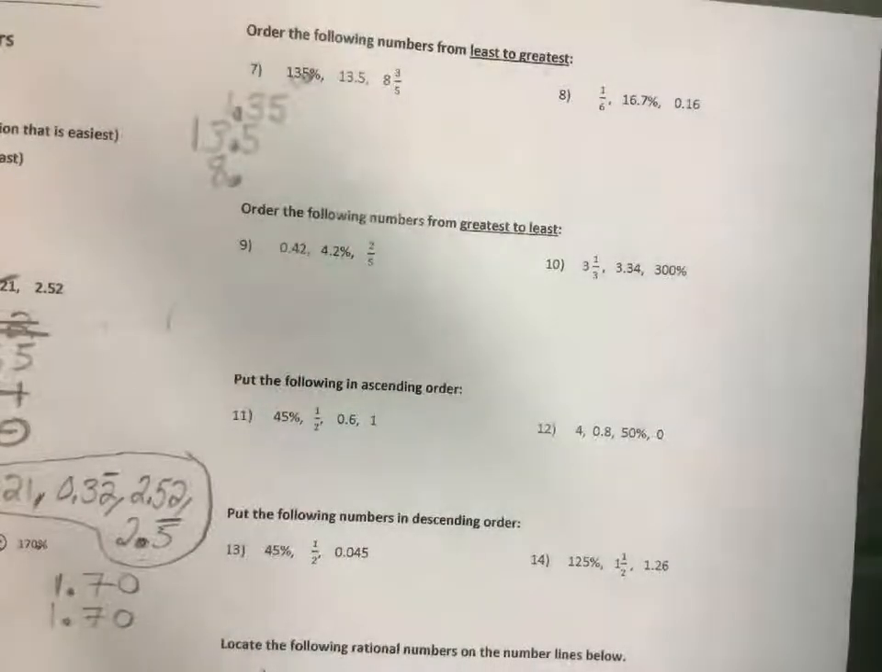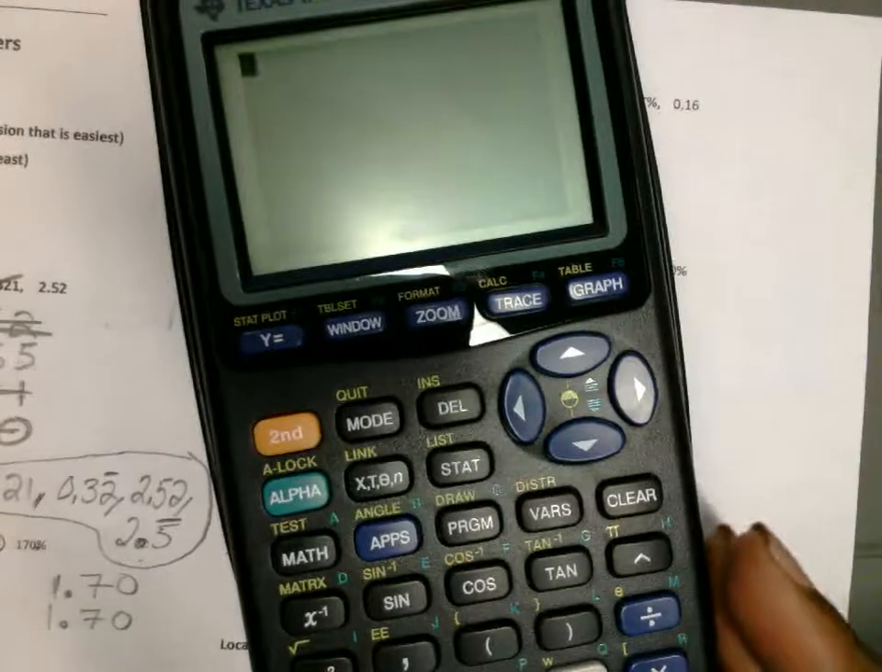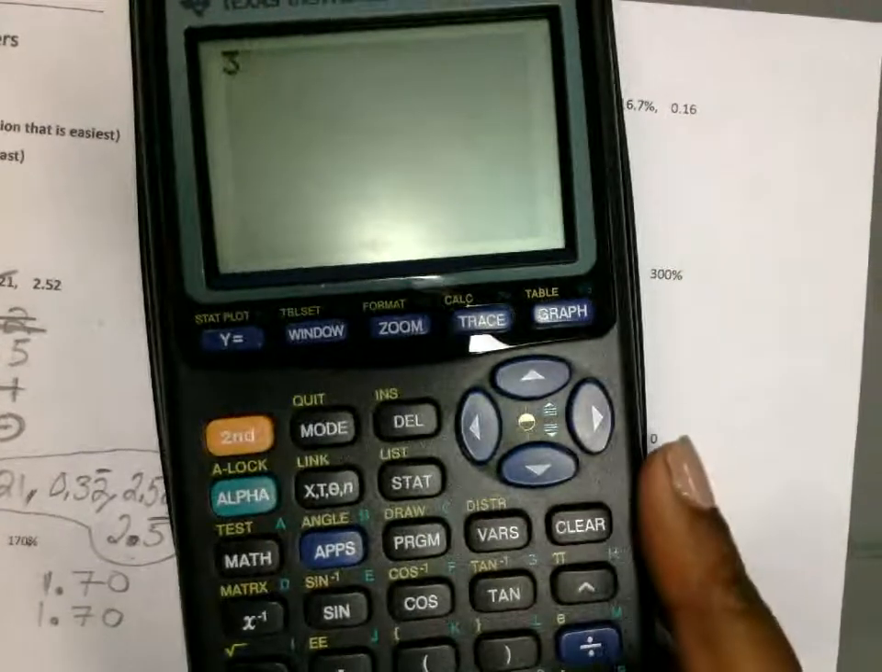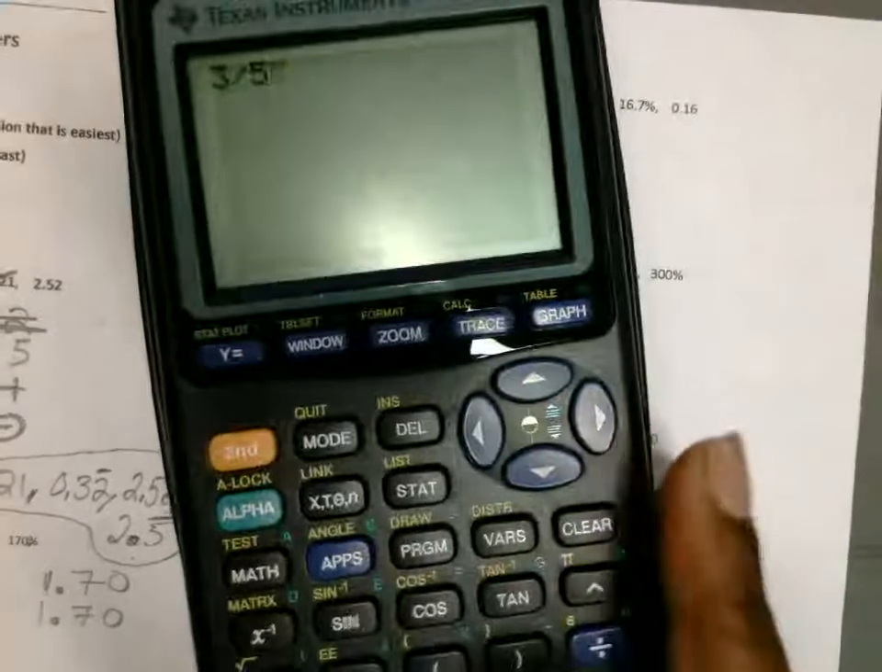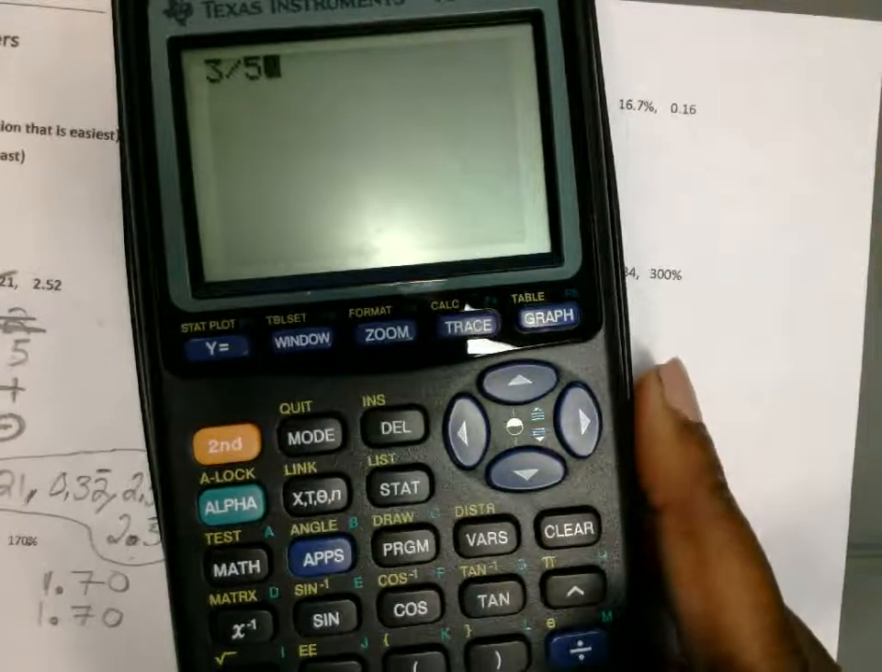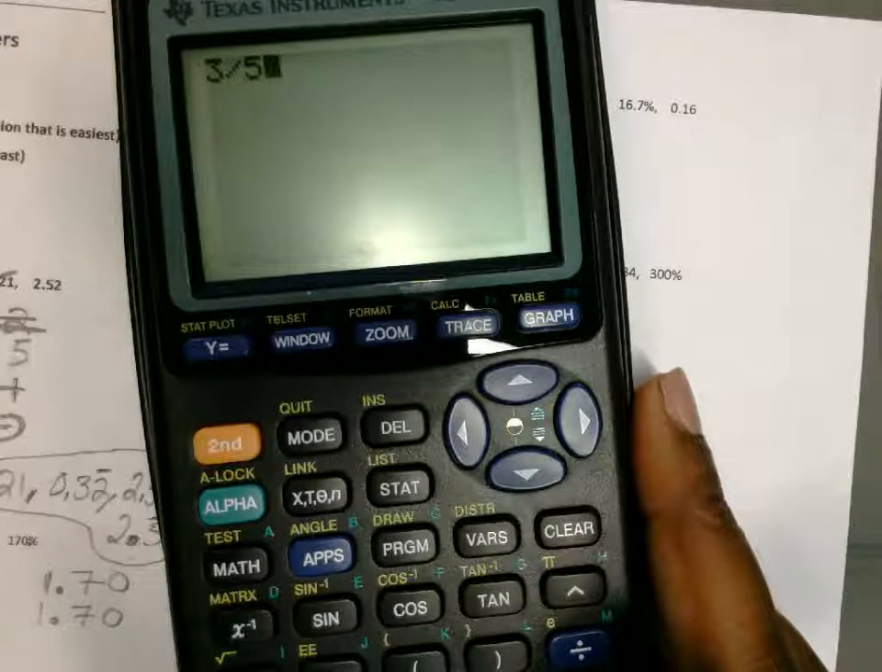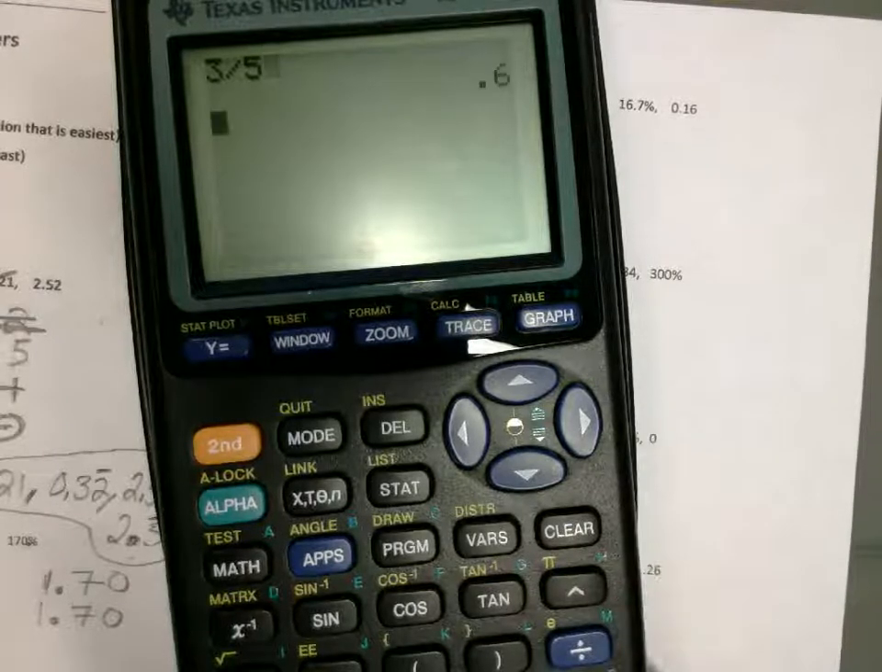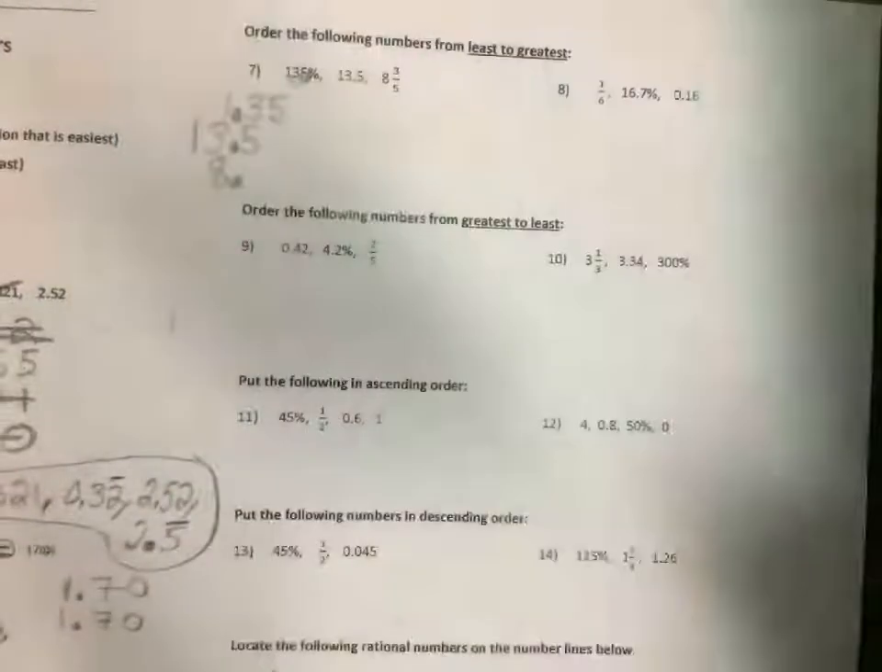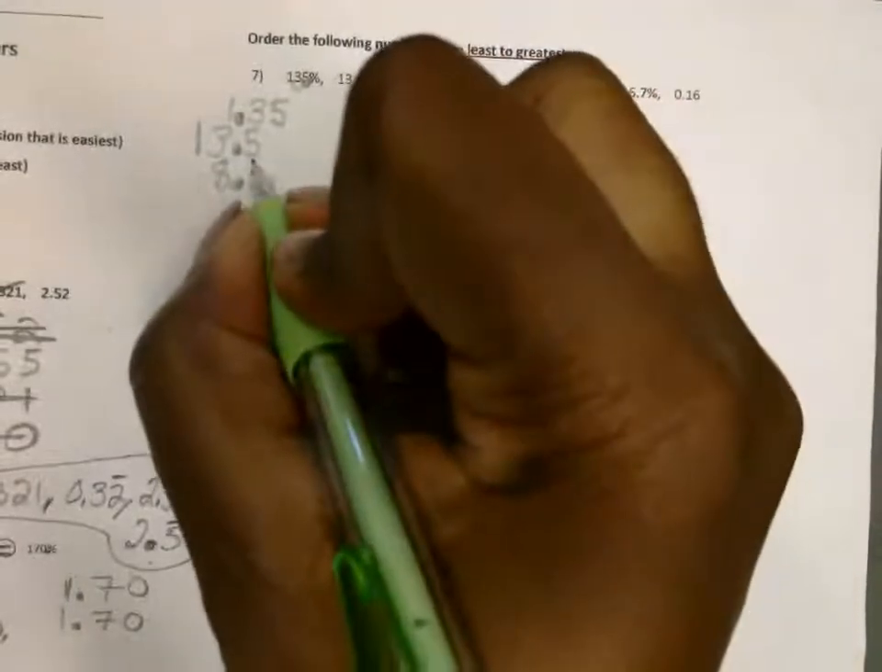Okay, so the first number that I type in is 3. 3 is on top. That's our numerator. Divided by our denominator, which is 5. That's 3 over 5, or 3/5. We're dividing, so we're just going to press enter here. And our decimal is going to be 0.6. So this is 8.6.